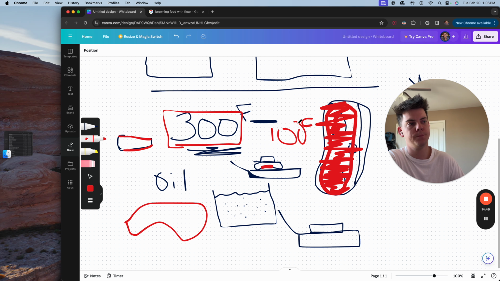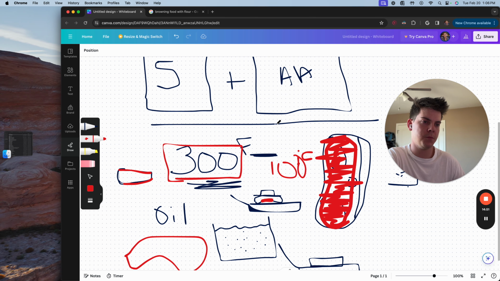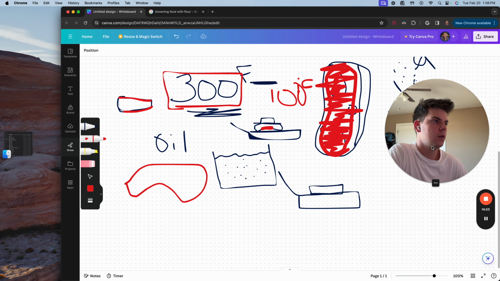I do know that. Writing with a mouse is atrocious, but please bear with me. That is the Maillard reaction. Let this enhance what it is you cook.